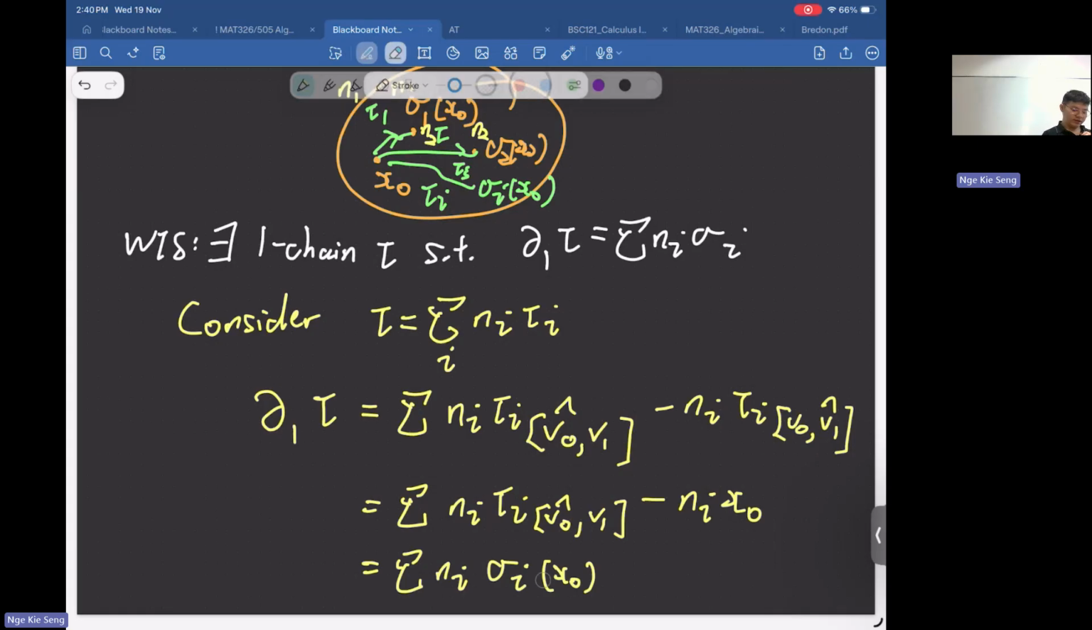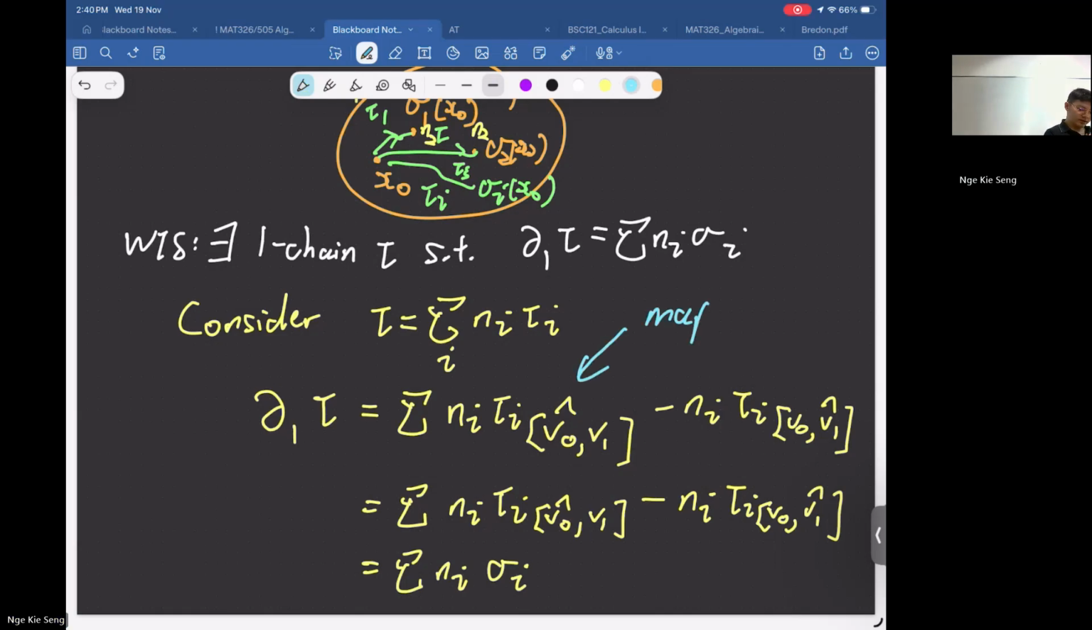I can't really do that. It's just a restriction map. So I cannot really write down the image. Maybe one thing that may confuse you is these are maps, not images.